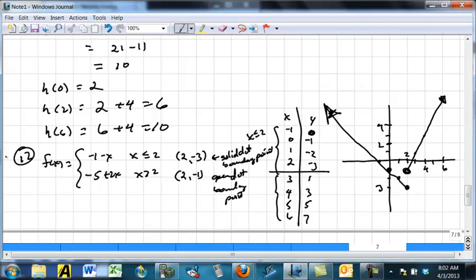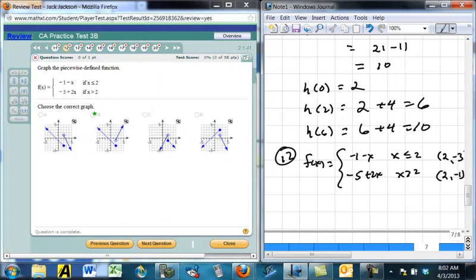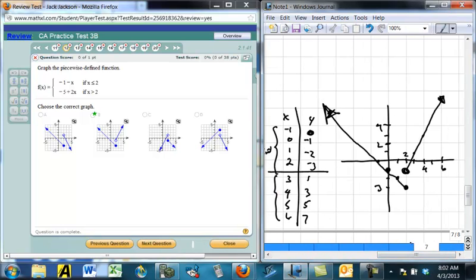So let's see if we can match that graph up to one of the ones that's there. Looks like the only one that's a possibility would be B. So B is the correct answer.